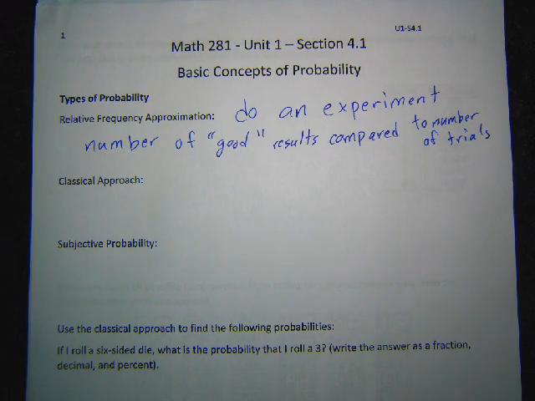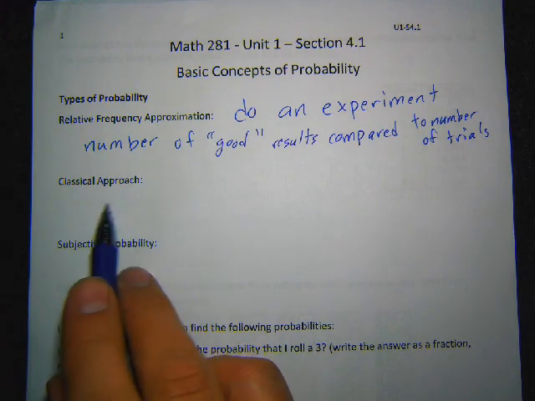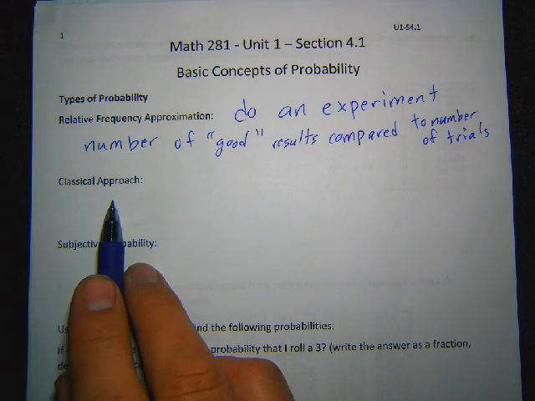Now, the one that's probably a little easier to calculate, and so we'll probably focus more on it in this chapter just because the calculations are a little more straightforward. You also don't have to actually do a bunch of experiments. That's the classical approach. That's probably what most people think of when they think of probability, also called the theoretical approach. This is where you say what should happen based on knowing what's going on.